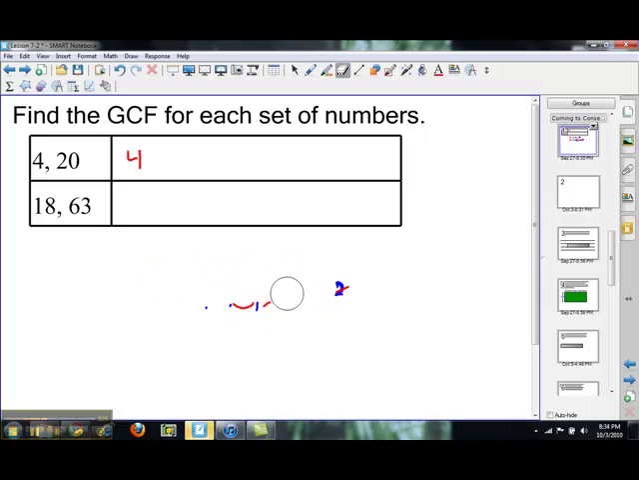Let's take a look with 18 and 63. So 18 and 63. Well, 1 times 18 equals 18, so I can use those. 1 times 18. And it's an even number, so 2 times 9 equals 18. And let's see, 3. I wonder if 3 will go in. Yes, 3 times 6 is 18.